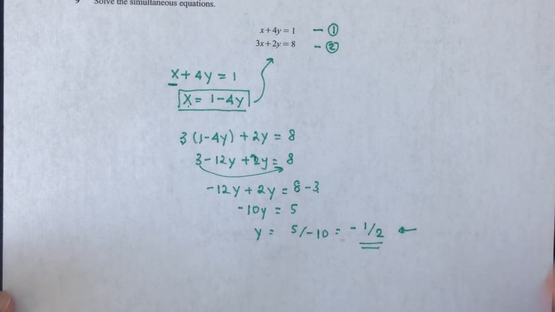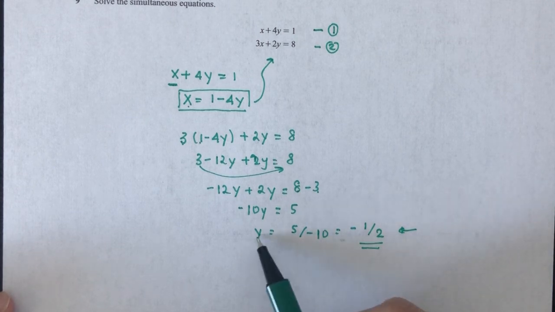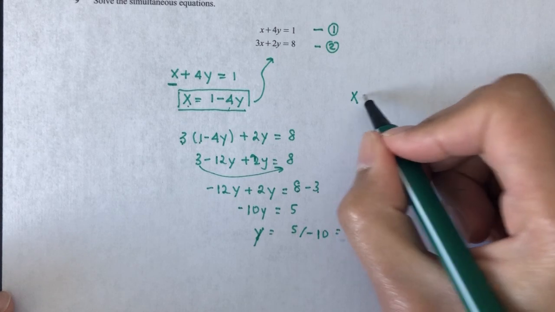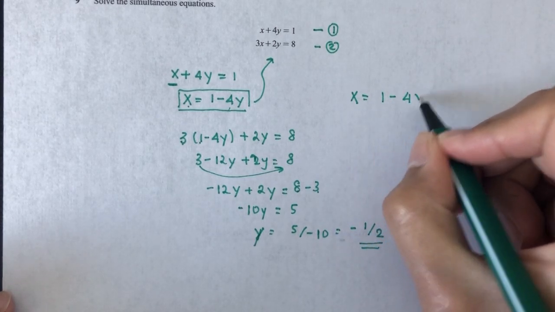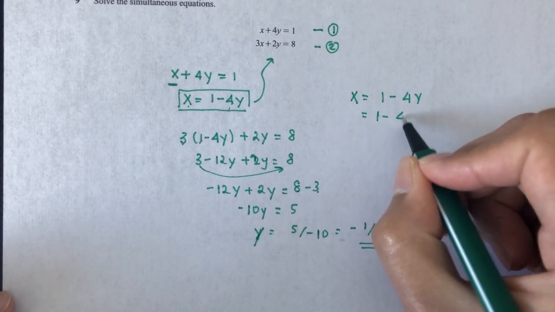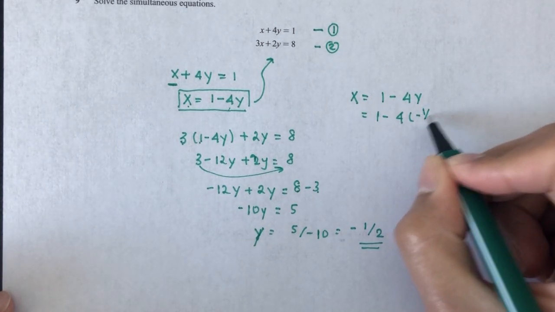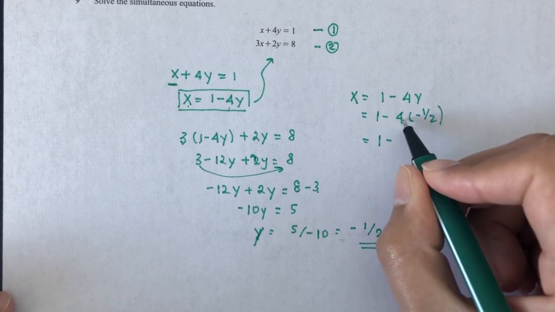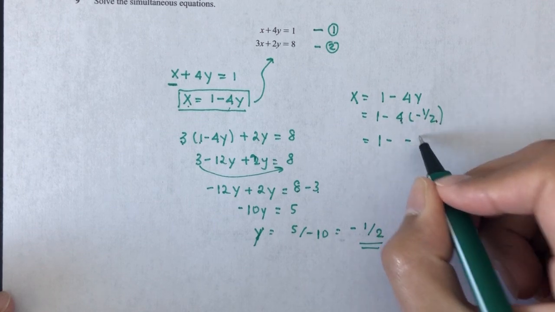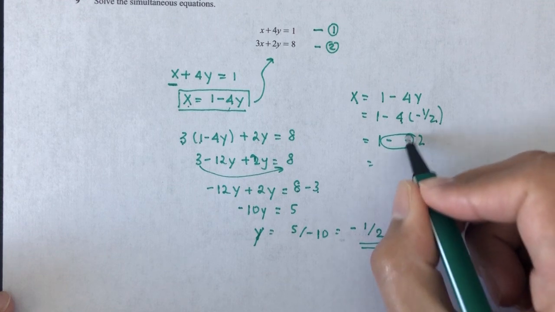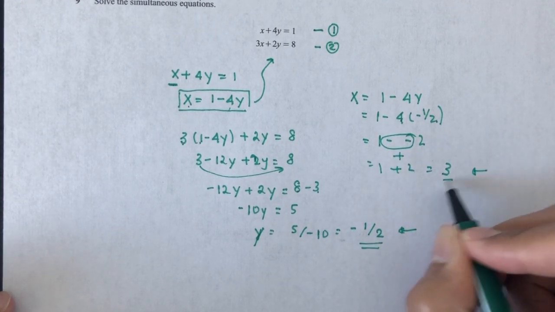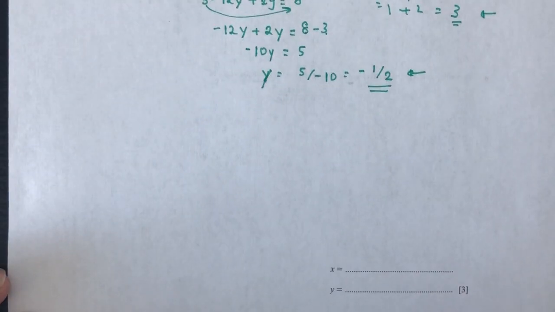That is your y. So now we have to replace y in this equation to find the value of x. So x will be 1 minus 4y, which is 1 minus 4, y is minus half, becomes 1 minus, so 4 times minus half is minus 2, so minus minus becomes plus, so 1 plus 2 is 3. So your answer will be x equal to 3 and y equal to minus half.